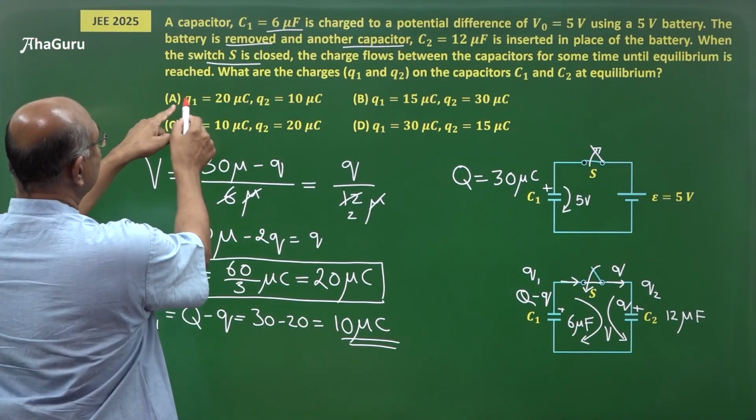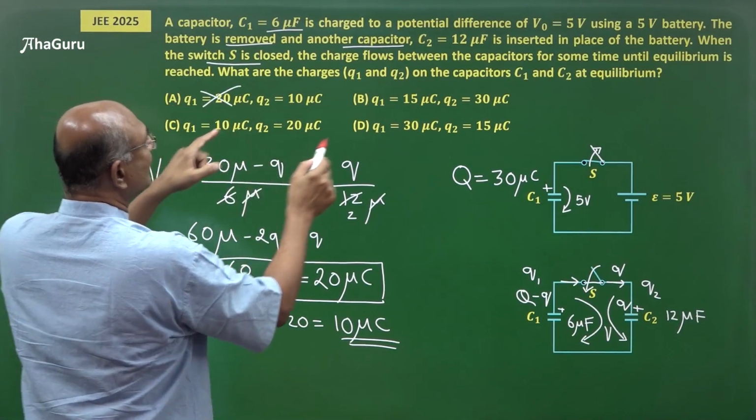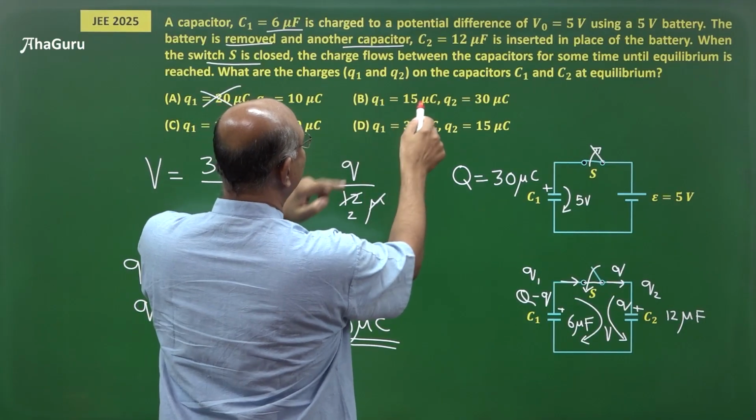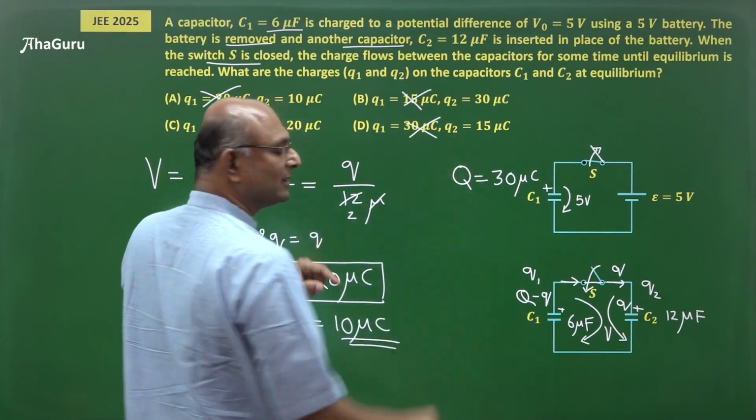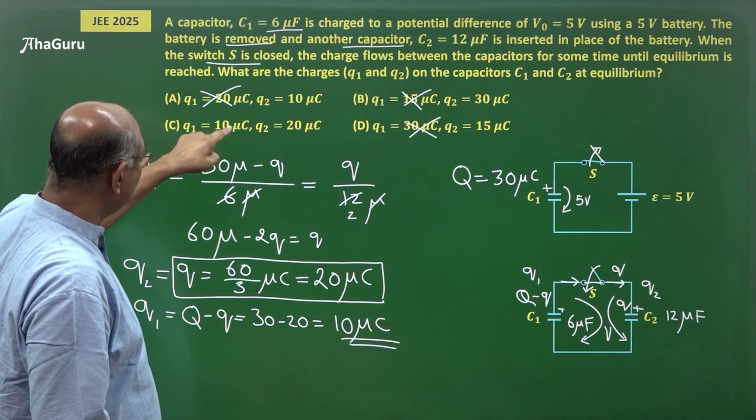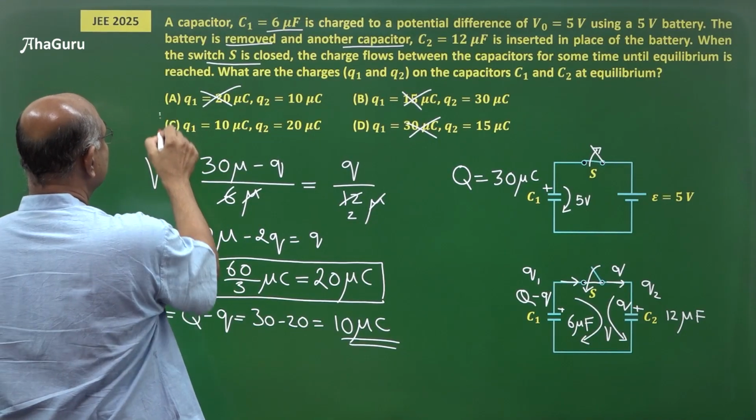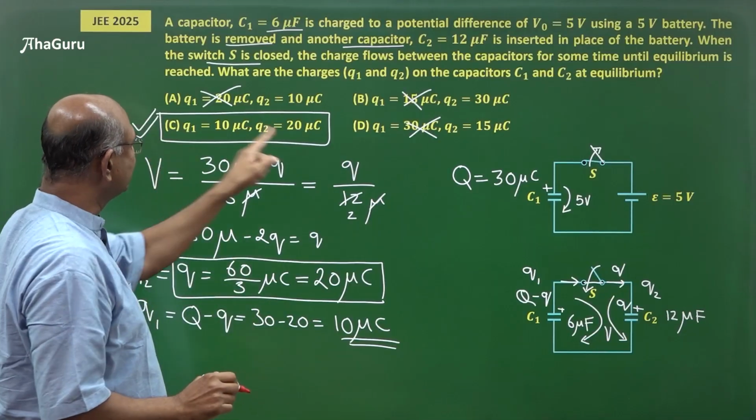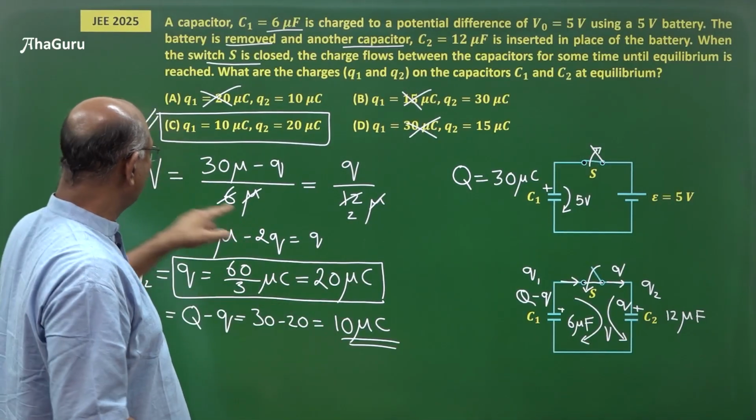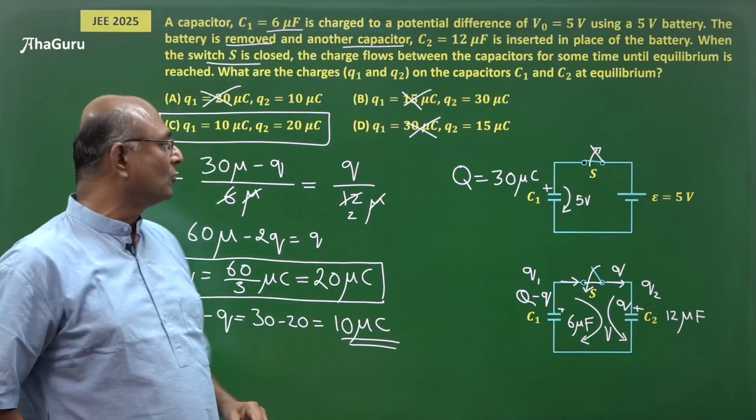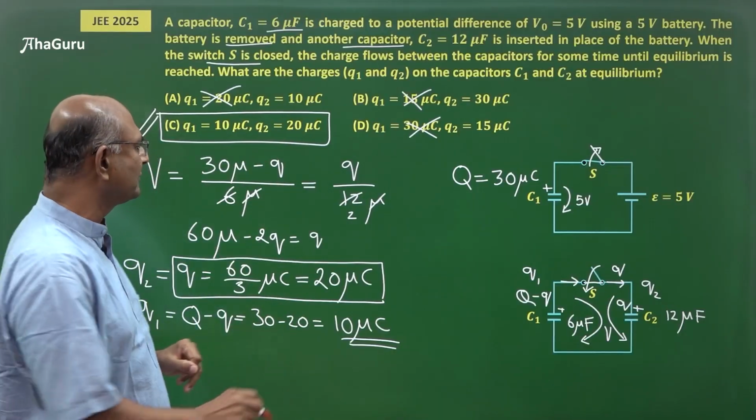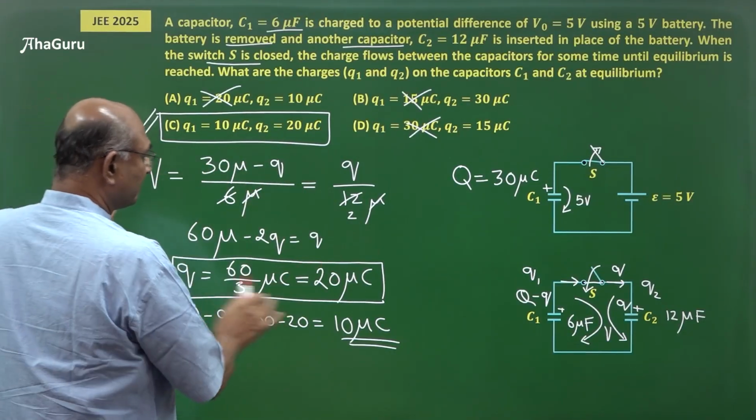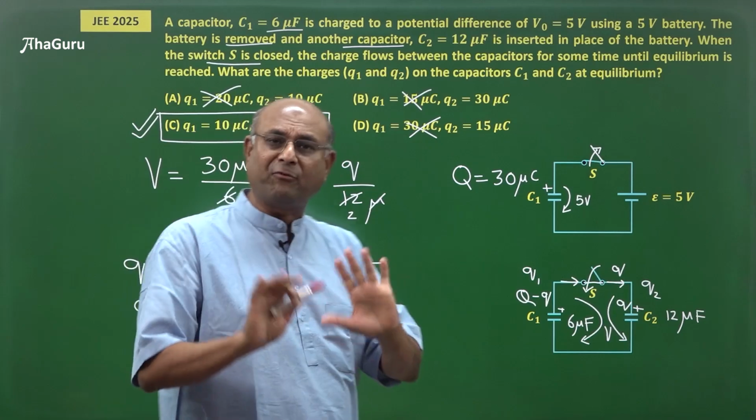Q1 is 10 and Q2 is 20 microcoulomb. This option says Q1 is 20, so this is wrong. Q1 is 10. This one says Q1 is 15. That is wrong. Q1 is 30, that is wrong. So Q1 is 10, Q2 is 20. This is correct, so the correct answer is option C. Q1 is 10 microcoulomb, Q2 is 20 microcoulomb. So this is one way of solving, a good way where we are not using any big formulas.